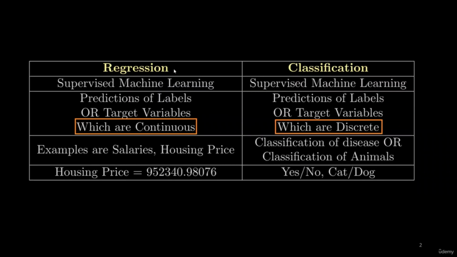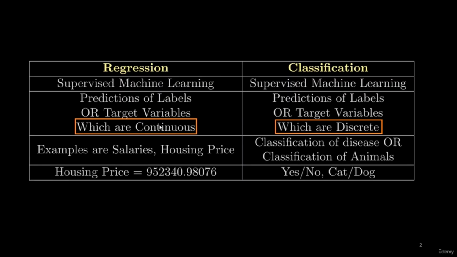We can see that both are supervised machine learning algorithms. That is, we need labels in order to perform regression as well as classification. So the labels are present in both. In regression, we predict labels or target variables, and also in classification, we predict labels or target variables. Now here comes the big difference.